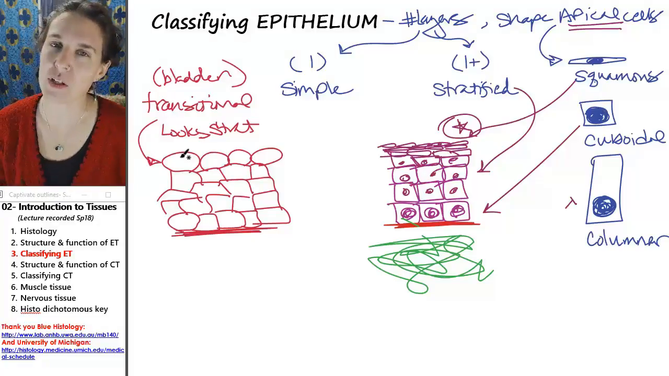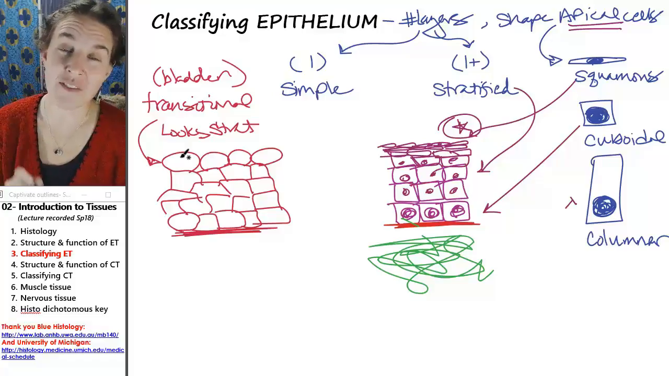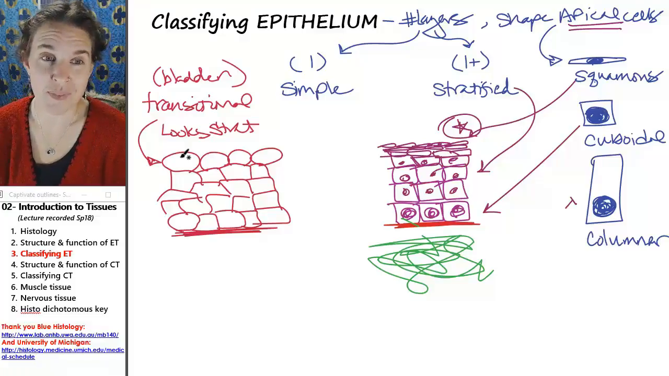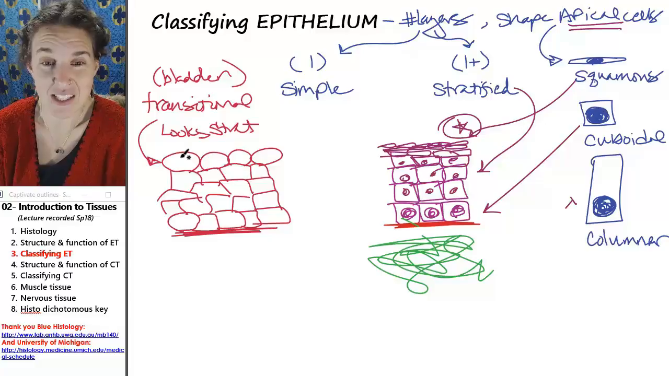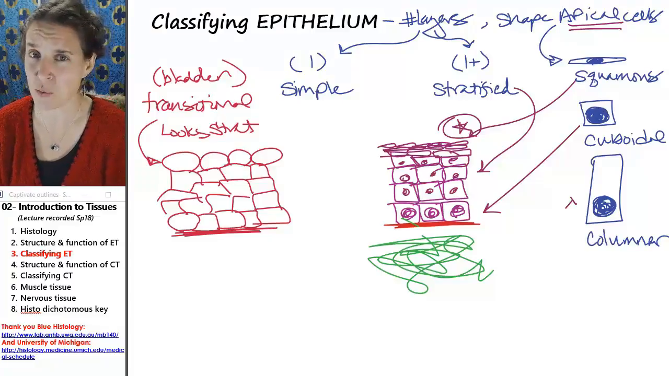The only thing you could confuse it with is stratified cuboidal epithelium, and we're not going to be studying that in this class. So if you see something that looks like stratified cuboidal, follow these rules, call it transitional, because that's what it's going to be.